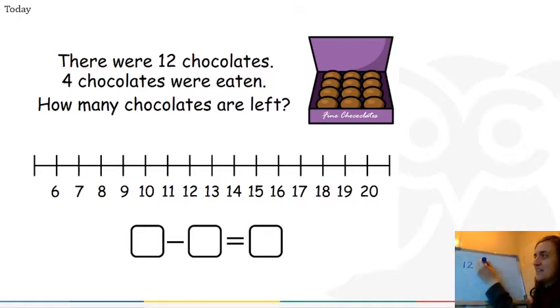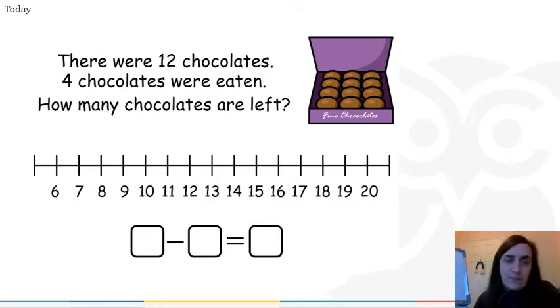Excellent. We're trying to work out what 12 take away 4 is equal to, so we know how many chocolates are left in the box. So our number sentence is 12 take away 4 equals. So let's have a look at this on the number line.